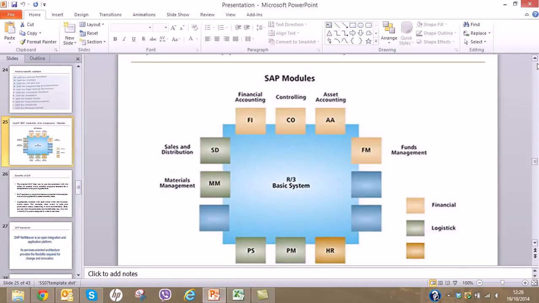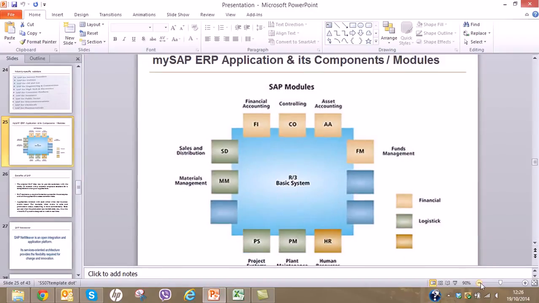Now under these components we have modules. Financials have certain modules. For example, FI. FI is called financial accounting, CO is management accounting or controlling, AA is asset accounting, FM is funds management. So these four modules are part of the financial component of SAP ERP.